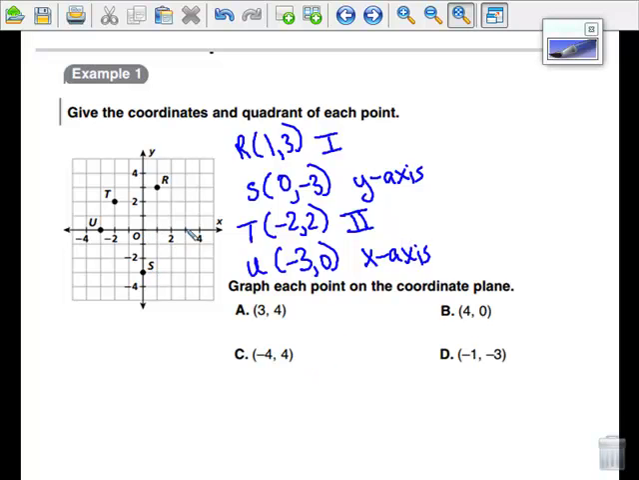Now we're going to go ahead and graph each of these points. So point A is 3 to the right and 4 up, and we'll just label that with an A. B is 4 to the right, and we don't go up or down at all, so it's right there on the x-axis. C is negative 4, so we go 4 to the left and then positive 4, so 4 up. And D is negative 1, so 1 to the left, and negative 3, 3 down.